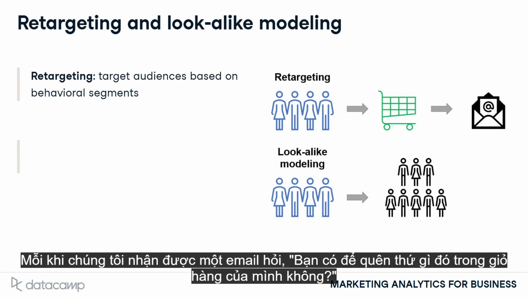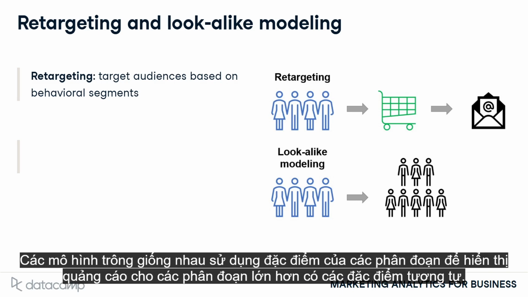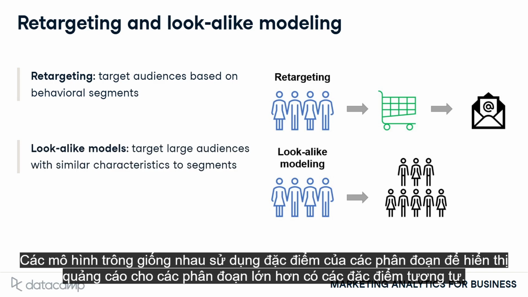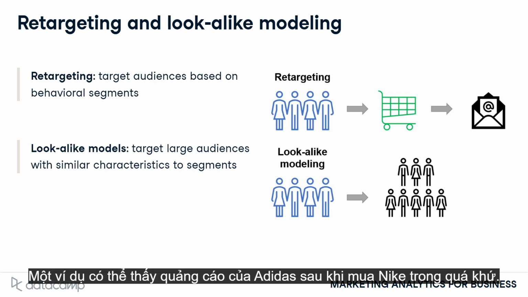Every time we get an email asking, "Did you forget something in your cart?" that is a form of retargeting. Lookalike models use characteristics of segments to show ads to larger segments with similar characteristics. One example could be seeing Adidas ads after purchasing Nike in the past.